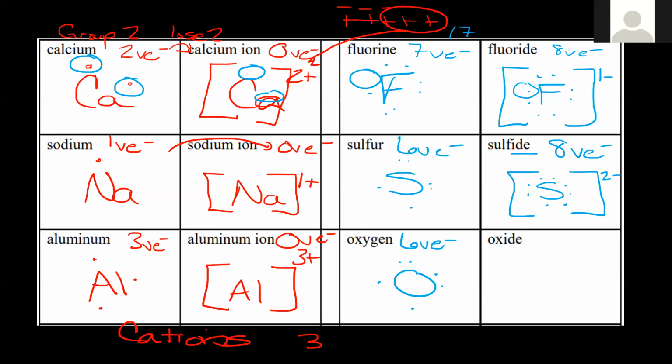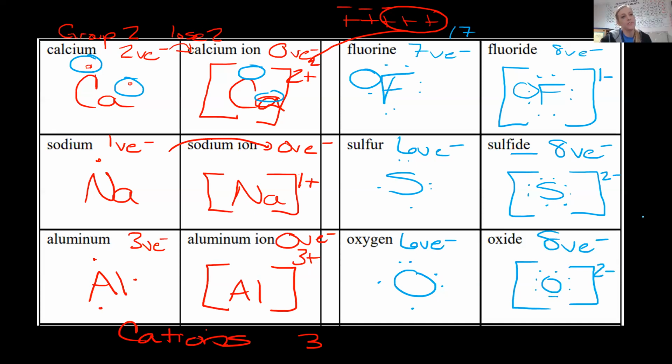Oxide. Renee, talk me through oxide, which is the negative oxygen ion. Okay, so you would put the brackets with the O inside, and so it would have 8 valence electrons because you're gaining 2. And the charge would be 2 minus. Beautiful. Love it. And you even explained yourself. I didn't even have to ask any follow-up questions.